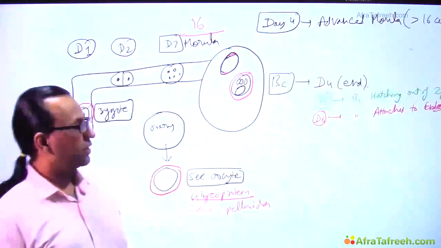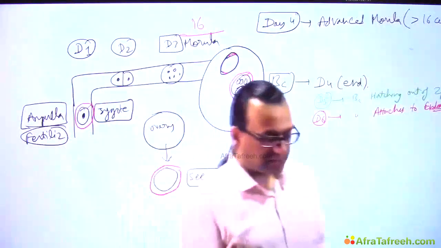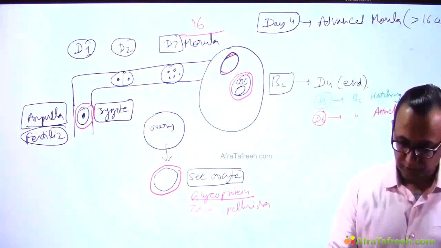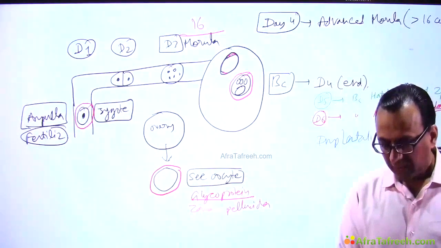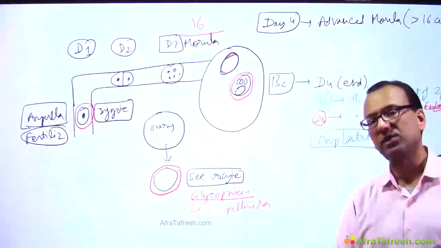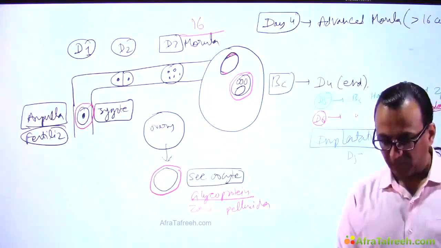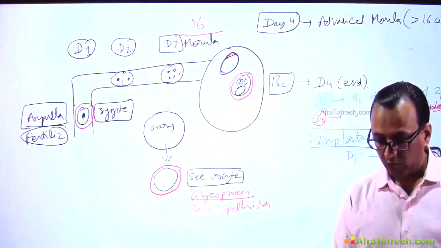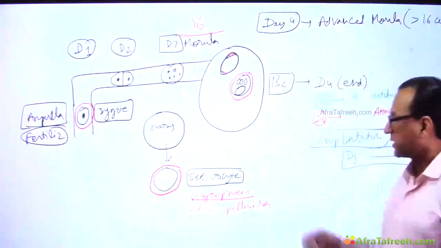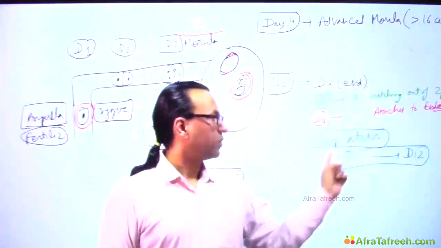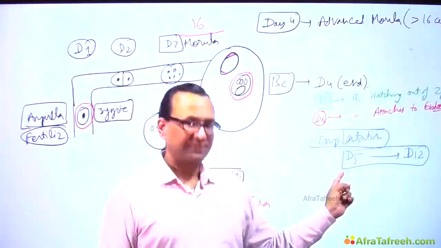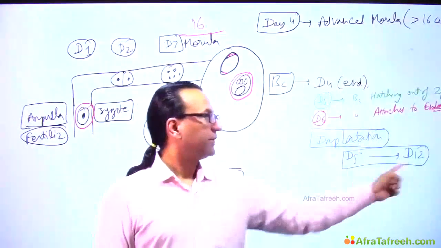And also remember, the implantation is a week-long process. Now, if you say implantation is a week-long process, when does it begin? Day number 5. And when is it finishing? Day number 12. So you mean to say that implantation has begun when the blastocyst was hatching out of the zona pellucida? Yes. And completed on day number 12.